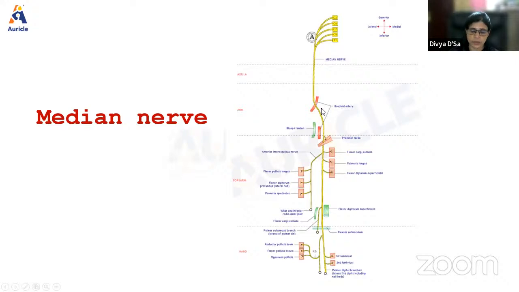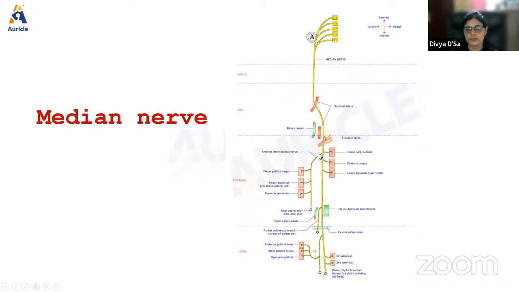Okay, that is at the level of insertion of coracobrachialis, it will cross over. Then it passes in the cubital fossa. There it gives a branch to the pronator teres, passes through the two heads of the pronator teres. And this is the nerve of the forearm. Okay, so it will be supplying all the muscles of the forearm, that is superficial as well as the deep.